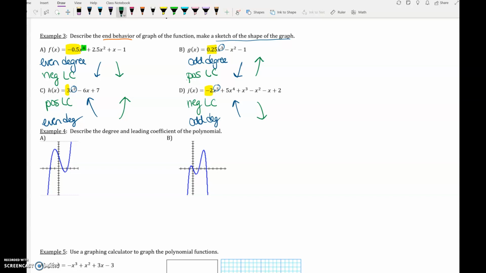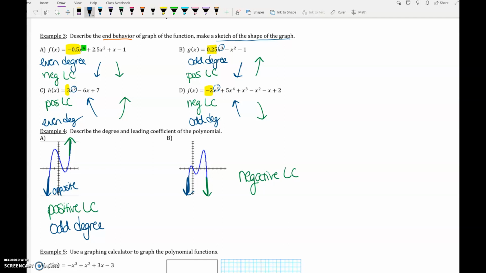So in this picture, I notice that the right side points up. That means it has a positive leading coefficient. I notice that the left side points in the opposite direction. So that means an odd degree, odd opposite. See if you can figure out B on your own. The right side points down. That means it is a negative leading coefficient. The left side points in the same direction, even, same. So that is an even degree.